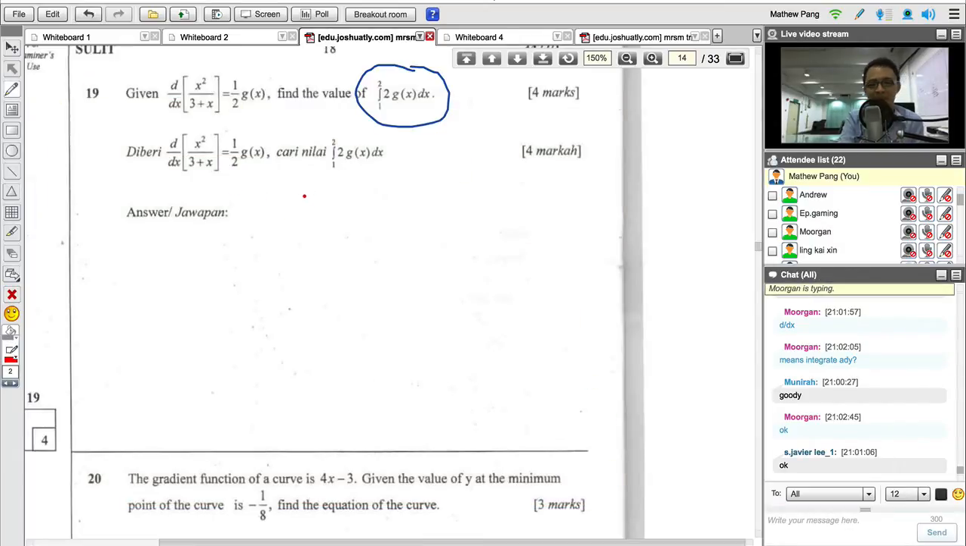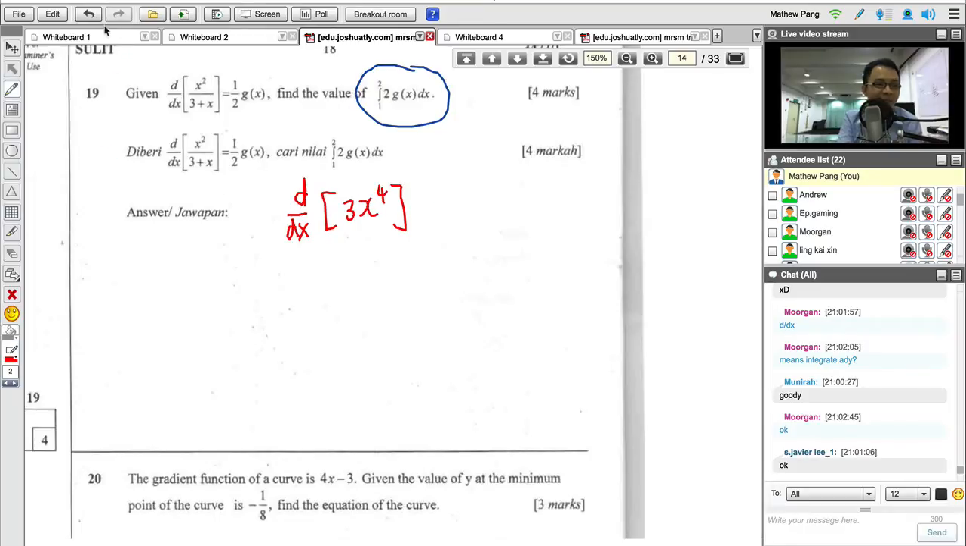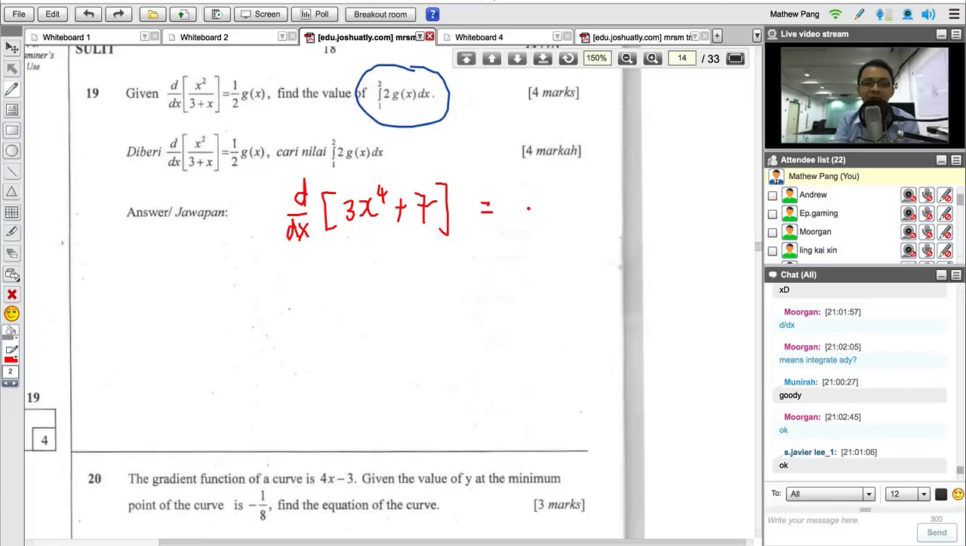Okay, let's say you try to differentiate this one. 3x power 4. Okay, 3x power 4. Okay, let me just make the question more accurate. Plus 7. Okay, if we differentiate this one, what we will got? We will got 12x power of 3. Because we differentiate 7, we will actually get 0.